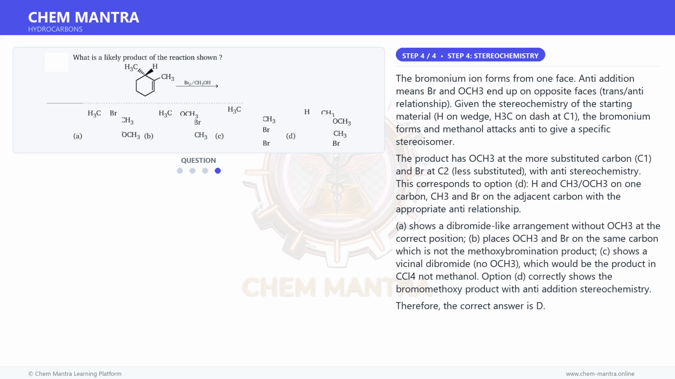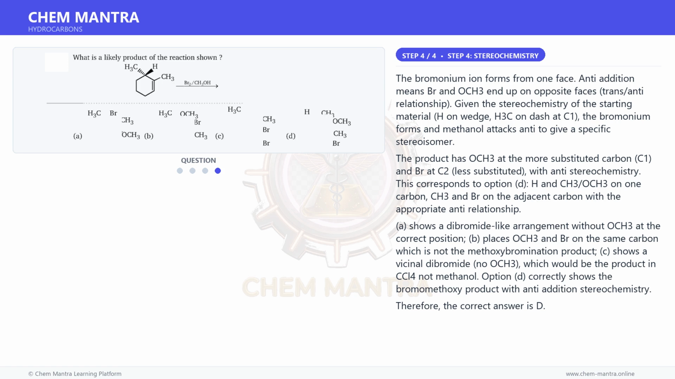And for the final step, the bromonium ion forms from one face. Anti-addition means Br and OCH3 end up on opposite faces, a trans-anti relationship. Given the stereochemistry of the starting material, H on wedge, H3C on dash at C1, the bromonium forms and methanol attacks anti to give a specific stereoisomer.